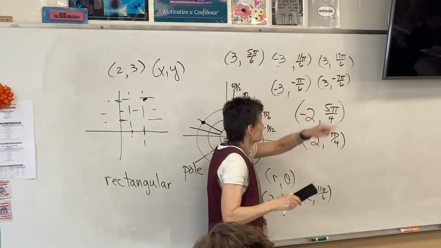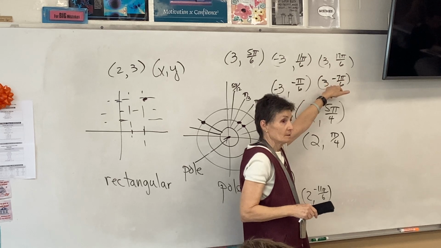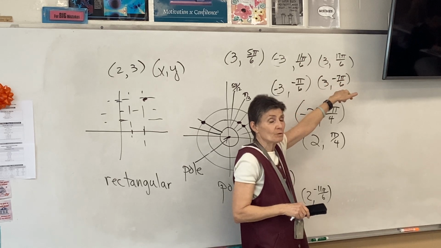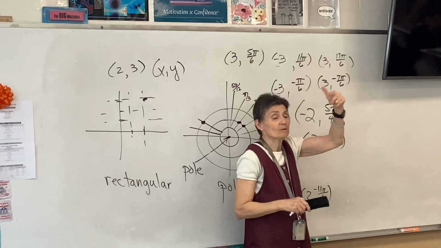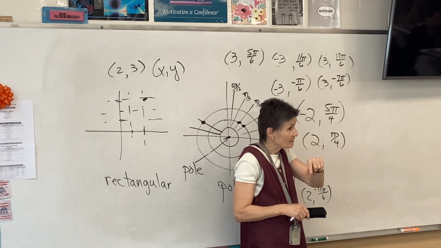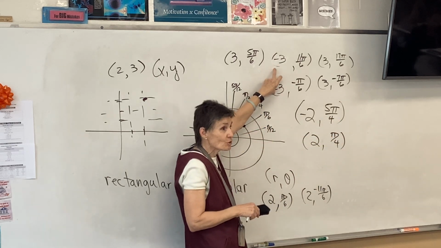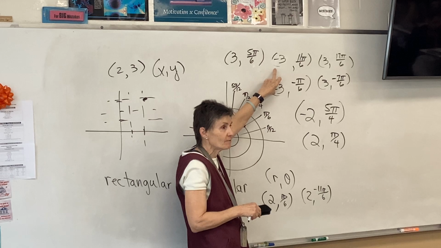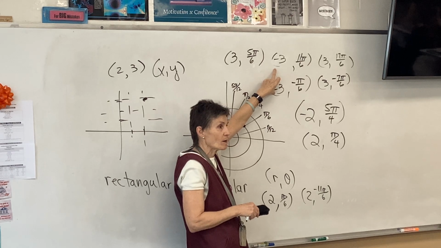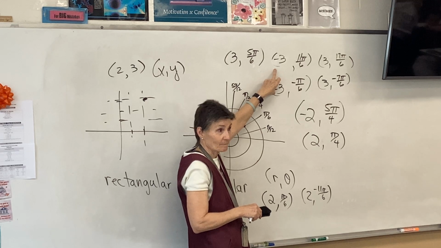So these guys left the radius positive. So what did they have to do to their angle? Since they left the radius positive, they added or subtracted 2 pi. The guys that changed the radius to be negative added and subtracted pi. That makes sense? That's how it's done.